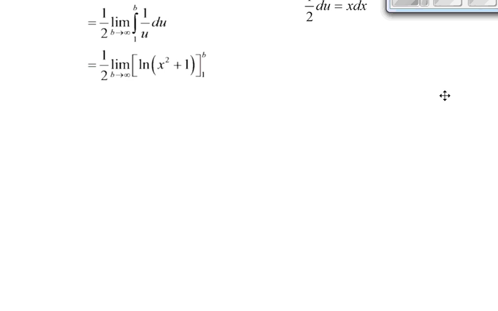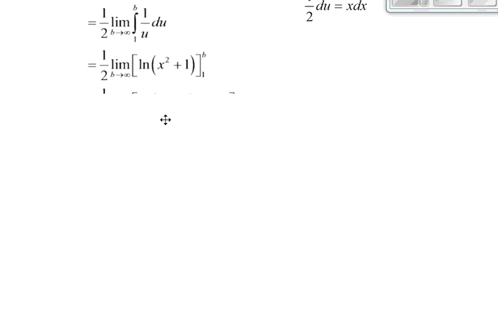And notice that my x squared plus 1 is not an absolute value because x squared plus 1 will always be positive. Therefore, with the natural log, it does not need the absolute value. Okay, so now we're going to evaluate this. So evaluate the upper limit b minus evaluate the lower limit 1.